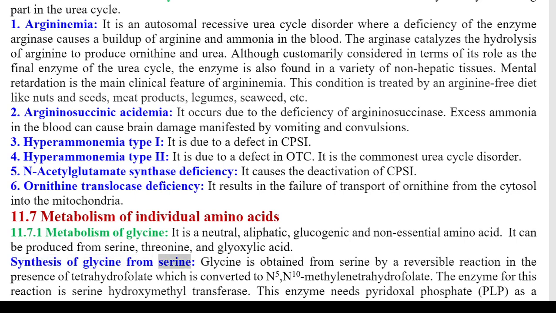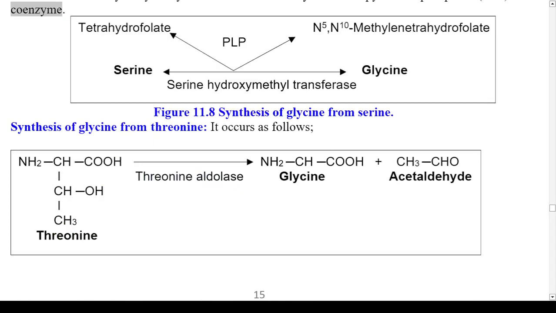Synthesis of glycine from serine. Glycine is obtained from serine by a reversible reaction in the presence of tetrahydrofolate, which is converted to N5,N10-methylene-tetrahydrofolate. The enzyme for this reaction is serine hydroxymethyltransferase. This enzyme needs pyridoxal phosphate, PLP, as a coenzyme. Figure 11.8 Synthesis of glycine from serine.